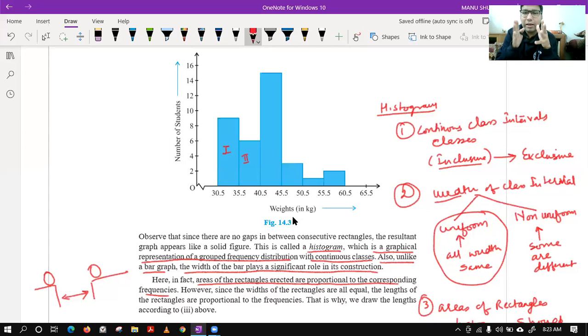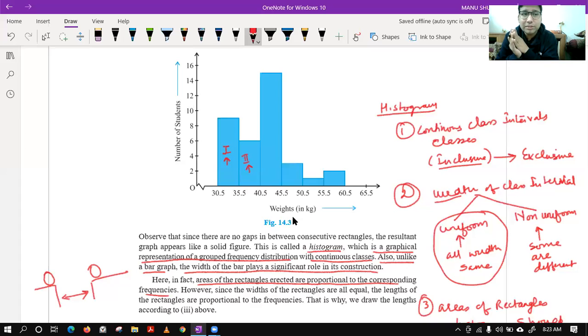Why we are saying the area of the rectangle is proportional to the frequency means, if you see this first rectangle and you see the second rectangle, which has more frequency? Please tell. Amongst 1 and 2, which rectangle has more frequency?